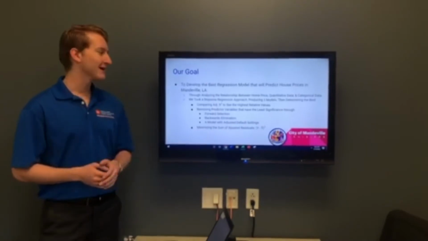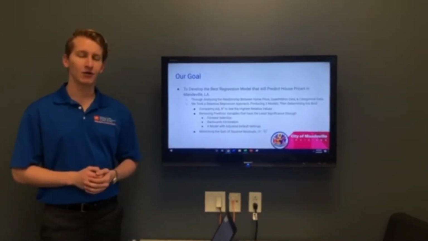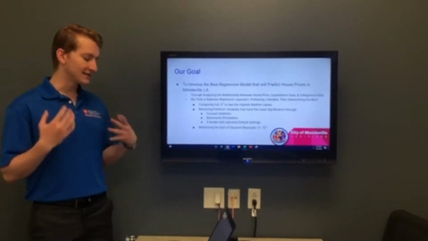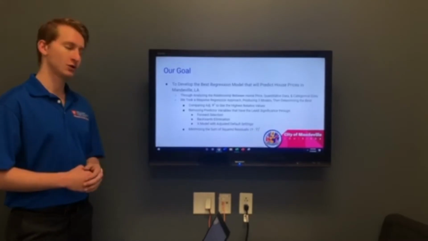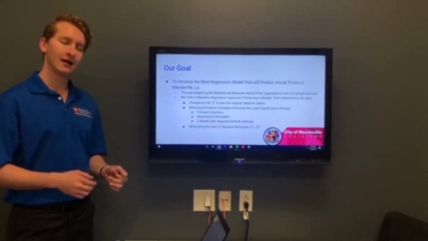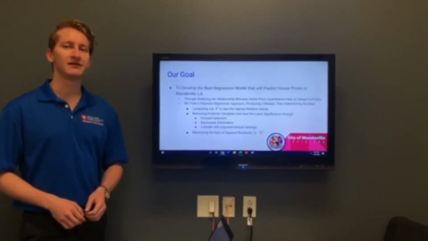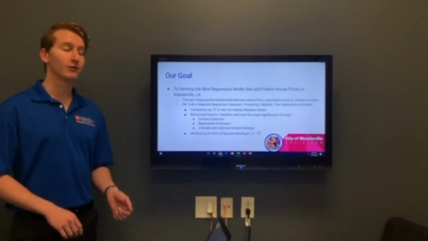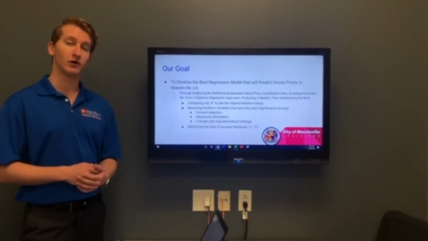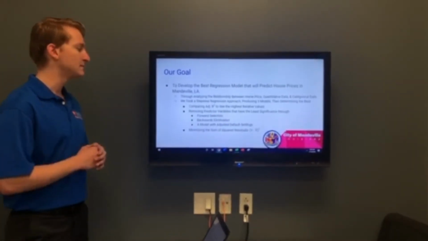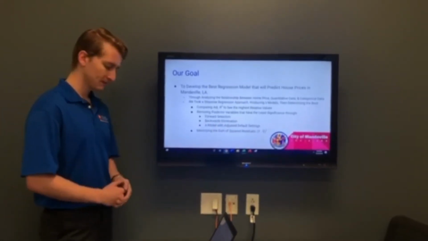Through analyzing the relationship between home price, quantitative data, and categorical variables, we were able to take a stepwise regression of models and then determine the best. We compared adjusted R-squared values to see which one had the highest relative value. We removed predictor variables that have the least significance through forward selection, backwards elimination, and a model of backwards elimination with the probability of 0.15. We also aimed to minimize the sum of squared residuals so that we would get the best model possible.